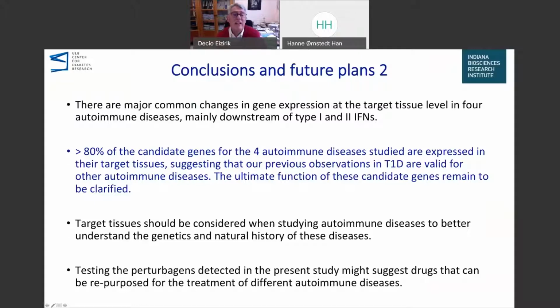And we suggest that target tissues should be considered when studying autoimmune diseases to better understand the genetics and natural history of these serious diseases. And testing the perturbagens detected in the present study may suggest drugs that can be repurposed for the treatment of different autoimmune diseases. And the first drug that we are suggesting for repurposing is inhibitors of TYK2 that could be used as a therapy for type 1.